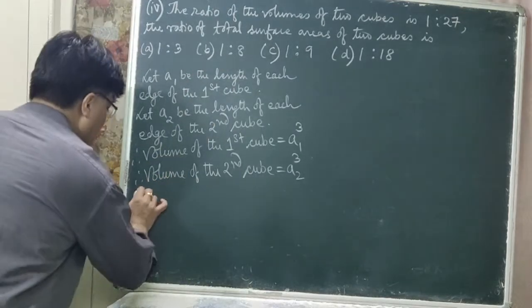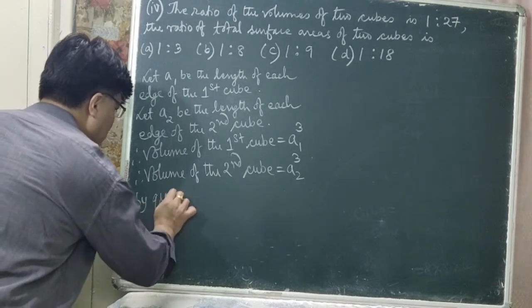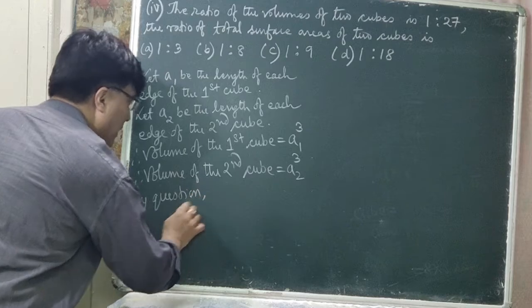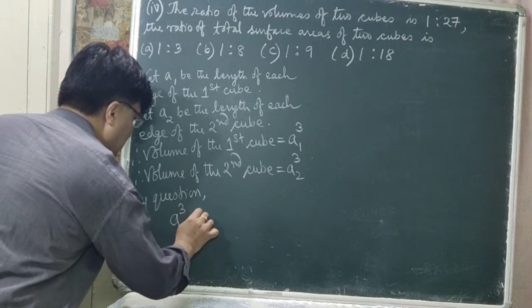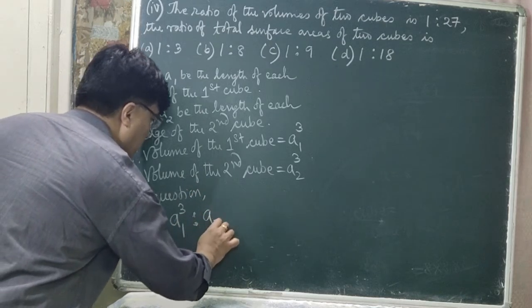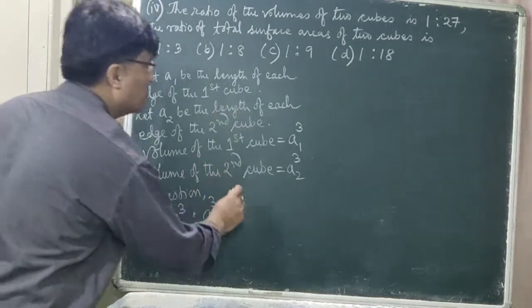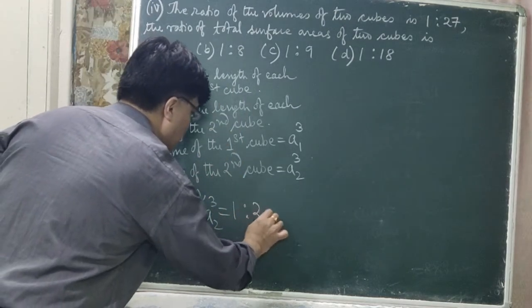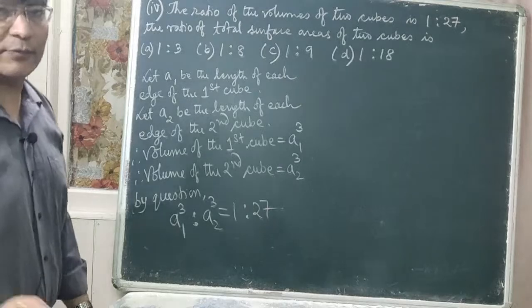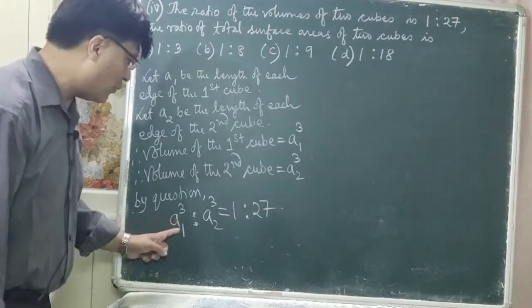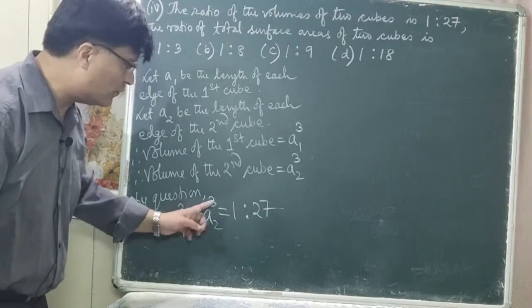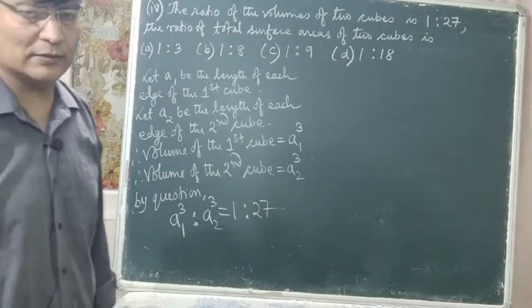1:27. That is, you can write here by question A1 cube is to A2 cube is equal to 1:27. I think you have understood it. So we have A1 cube is to A2 cube is equal to 1 is to 27.